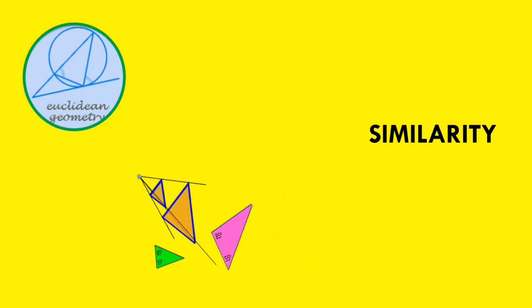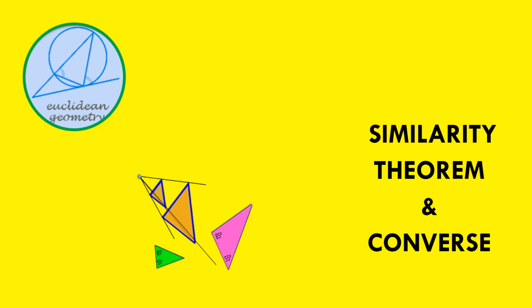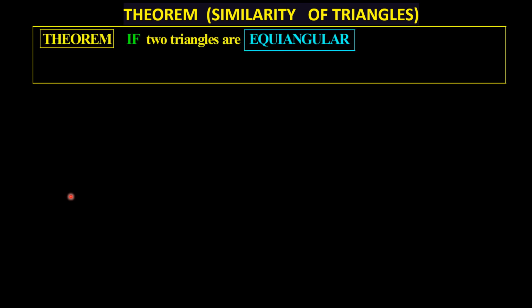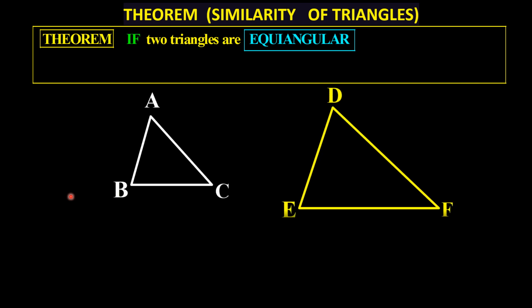In this unit, we're going to look at the similarity theorem as well as the converse of the similarity theorem and concepts relating to these two theorems. Now, before we start with the formal proof of the similarity theorem, let's look at the statement of the theorem and try to understand it. If two triangles, so we first of all need two triangles. Here's a triangle ABC, and there's another triangle DEF.